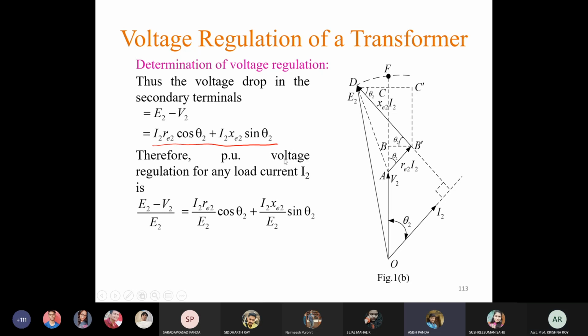Sir, sorry, I2 by E2 is equal to Z2. Yes, if this current I2 is the rated current, then only we can replace that by Z2. And that Z2 is actually the base impedance, so RE2 by Z2 will be per unit resistance and XE2 by Z2 will be per unit reactance. So we need further modifications.